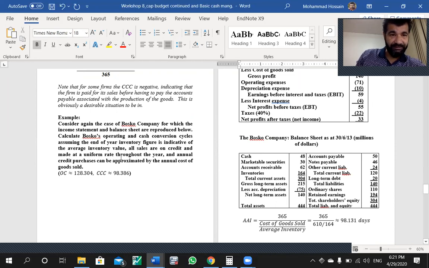Annual credit purchase can be approximated by annual cost of goods sold. Okay, so that's what you'll go with.